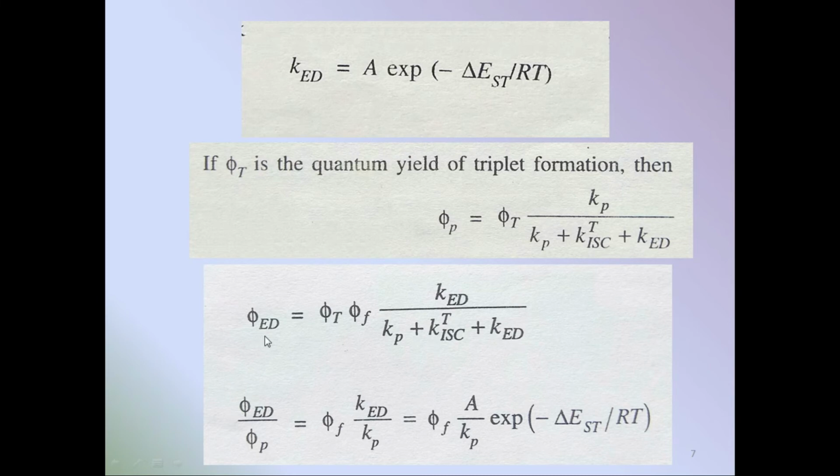In this slide, this is the third equation. The second equation is with respect to phi p. Now if we divide the third equation by the second equation, that is phi ed upon phi p, and solve, we get this last, fourth equation. The ratio of intensity of the two bands in the delayed emission spectrum is independent of phi t, the quantum yield of triplet formation, the second triplet quenching process.